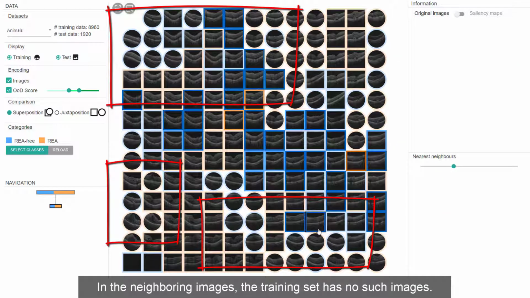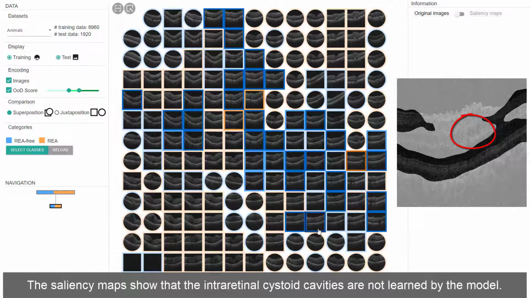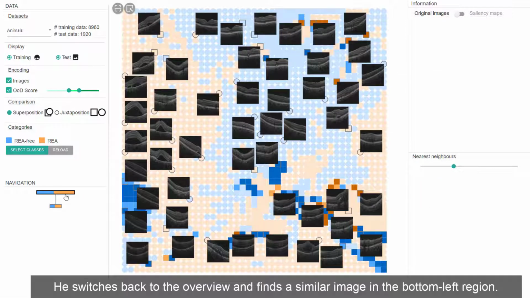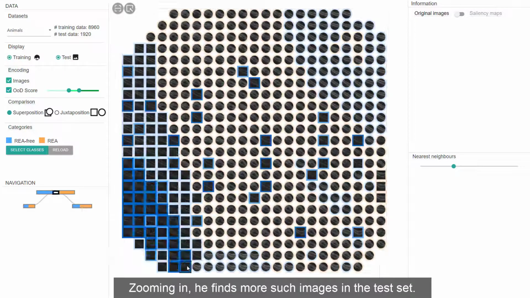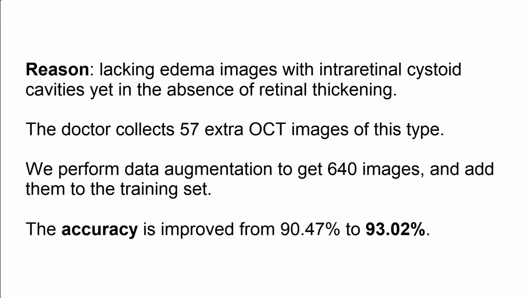In the neighboring, the training set has no such images. Look at the saliency maps. The intrarenal cystoid cavities are not learned. He switches back to the overview and finds a similar image in the bottom left region. He zooms in and finds more such images in the test set. He confirms that lacking ADMA images with intraretinal cystoid cavities, yet in the absence of retinal thickening, is a major cause to have such OOD samples. Adding samples for compensation, the accuracy is improved from 90.47% to 93.02%.